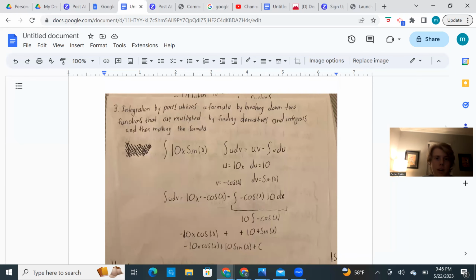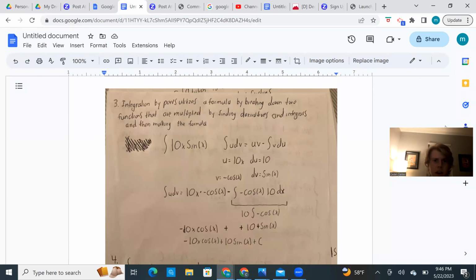And then for number 3, I just said explain integration by parts is utilizing a formula by breaking down two functions that are multiplied by finding derivatives and integrals, and then essentially crafting the formula. So for this problem, the integral of 10x sine x. So again, you can see I set up the formula there. I identified the u and the v. I found the u to be 10x, and then the derivative of that is just 10. And then I identified dv as sine x, and then the integral of that is just negative cosine x.